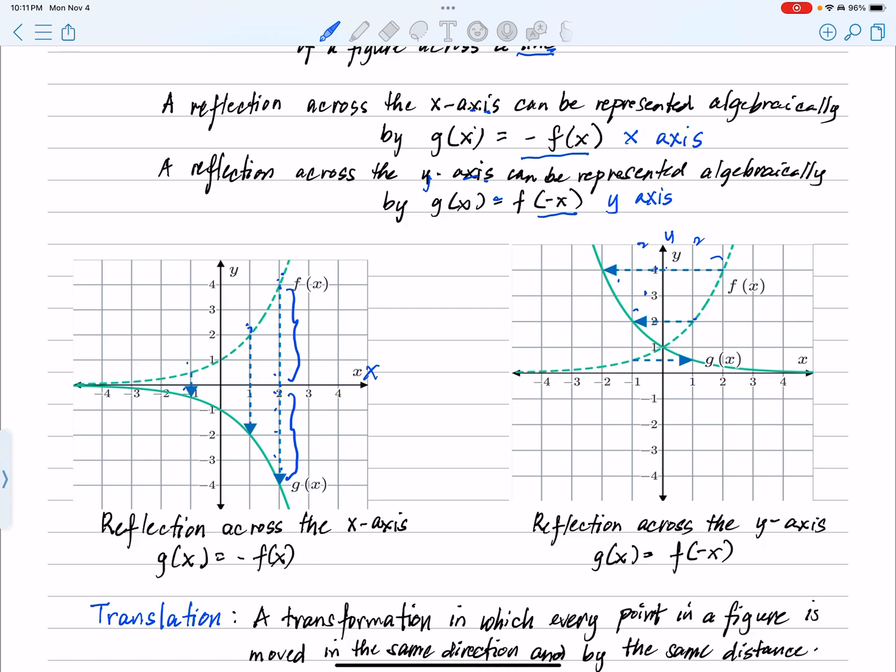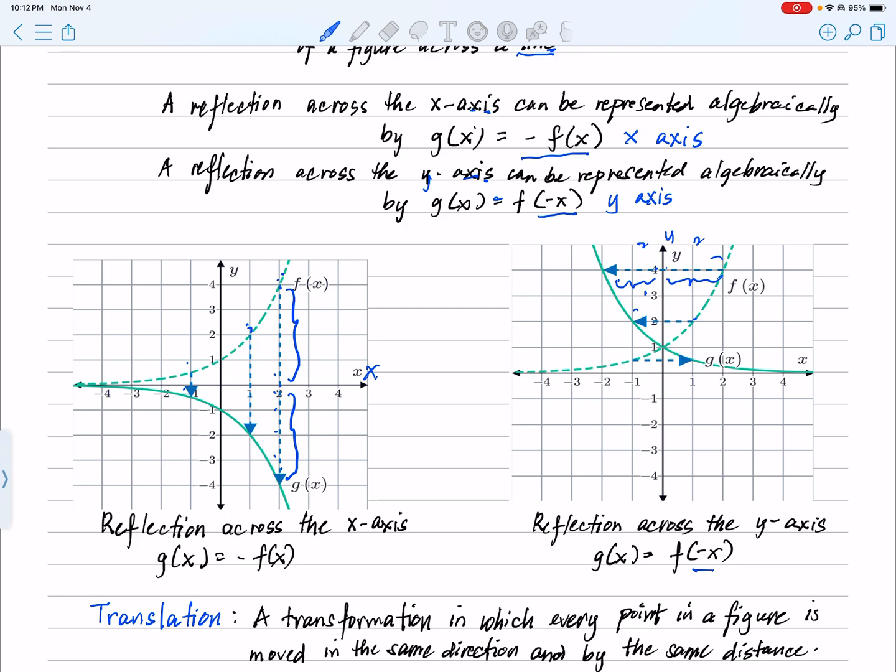On the other side, when it's reflected across the y, the negative is inside the parentheses. So how many spaces do we have? 1, 2. Across the y, it's also 2 spaces. They are equal: the distance is equal, whether it's across the y or the x-axis.